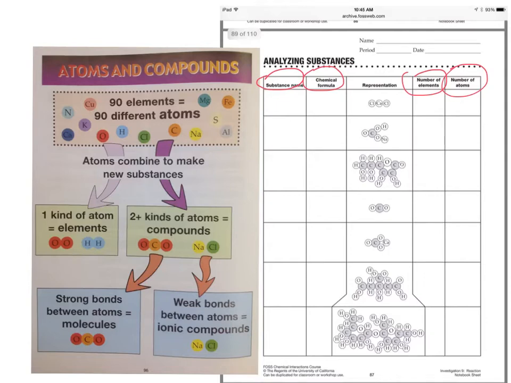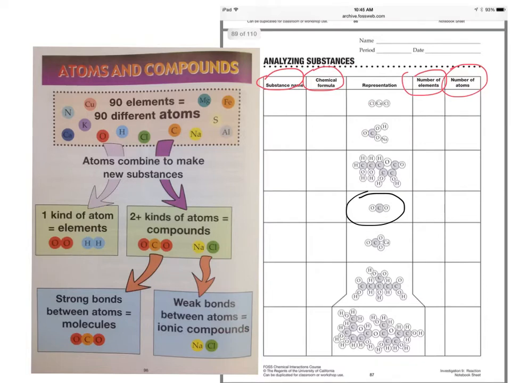CaCl2, and I had you turn back to your white substance sheet from Investigations 1 and 2 from chemical interactions. So all of these, except for CO2, all of them are on your white substances sheet.